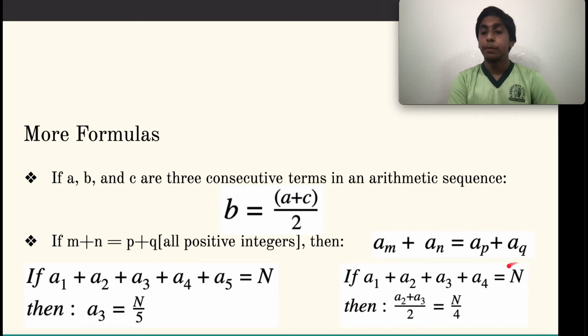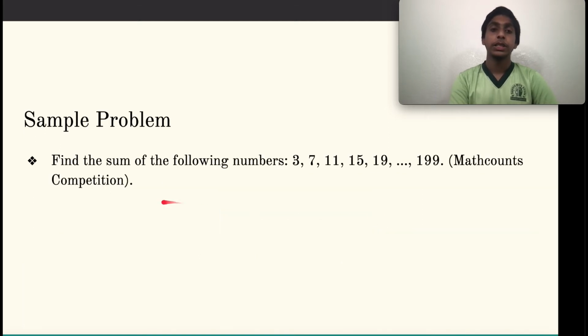So here my formula changes to A2 plus A3 over 2 is equal to n over 4. So once again, if I'm given the sum of the first 4 terms, then I can use this formula to figure out my first and second term, or at least their sum, which I can later use to find out more things. So again, these are some helpful formulas that you can use if you're asked to find different things when it comes to arithmetic sequences. So just know these.